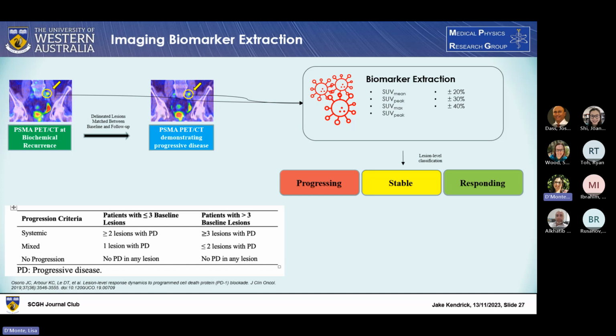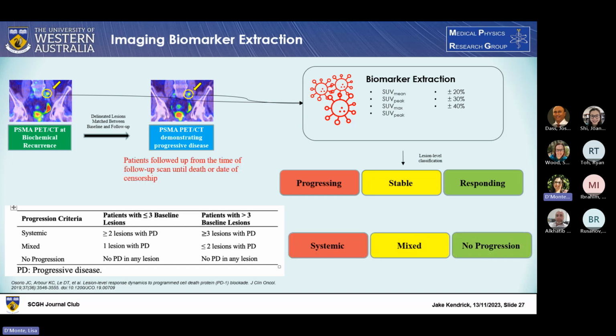So this is the particular criteria here. What we did is we classified patients as having systemic progression, mixed progression, or no progression. And here is the classifications. I probably won't go through the whole table, but as an example, if a patient had less than or equal to 3 lesions at baseline, and they had 1 lesion with progressive disease, and this includes the presence of new lesions between baseline and follow-up, so a new lesion would be classified as having a progressive disease, then they have mixed progression. Or if they have greater than or equal to 2, it'll be systemic progression.